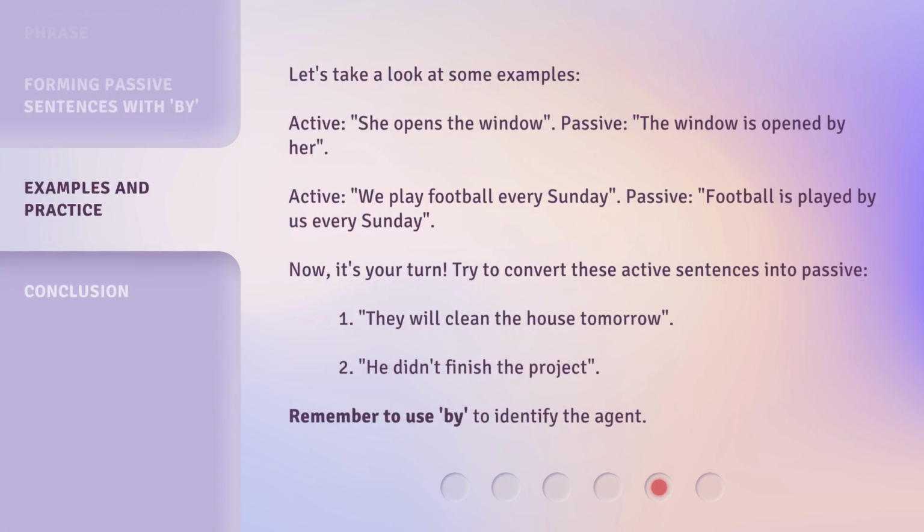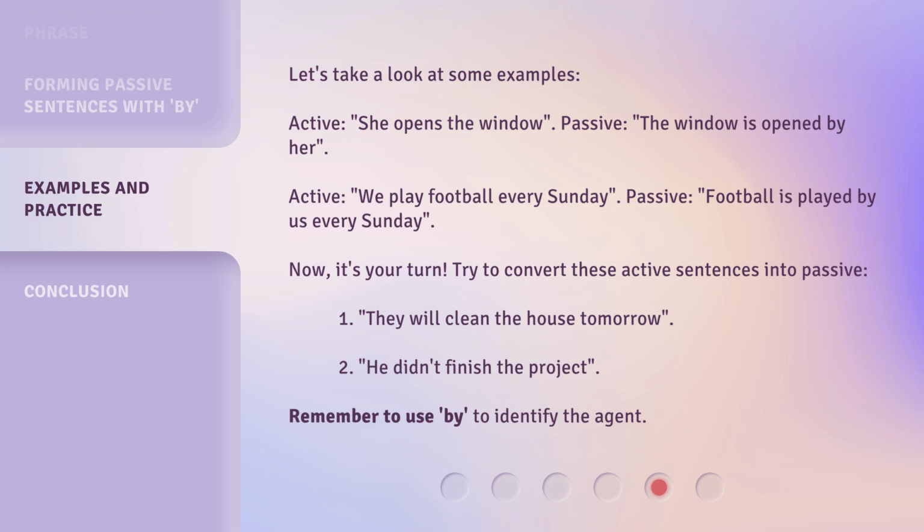Let's take a look at some examples. Active, she opens the window. Passive, the window is opened by her. Active, we play football every Sunday. Passive, football is played by us every Sunday.